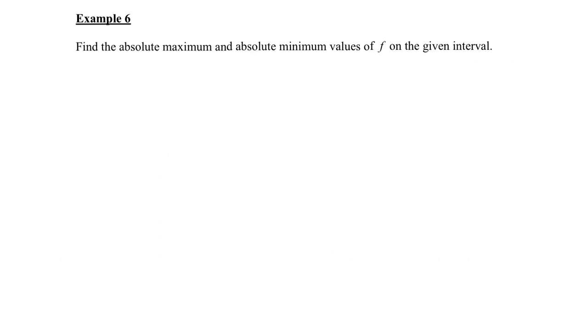All right, so let's try one out. Example 6 says find the absolute maximum and absolute minimum values of f on the given interval. And this is kind of a typical question, and then we just list out a function. So let's try this one. We've got this fourth degree polynomial, x to the fourth minus 2x squared plus 3. And we're looking at this interval from -2 to 3. And we want to find the absolute maximum and the absolute minimum values of the function on this interval.